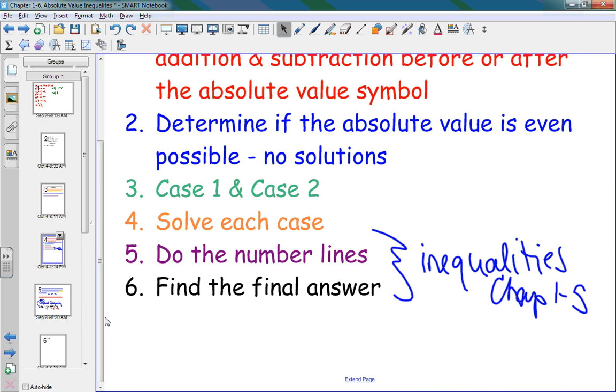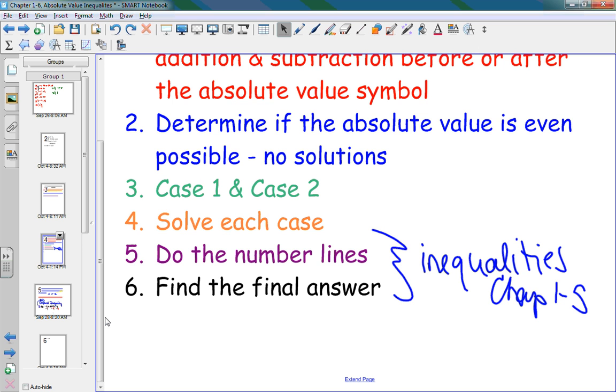So step 2, determine if the absolute value is even possible. In other words, are you going to take the long, windy road, plug and chug and find out that the answer does not work, or are you going to look at that and use common sense logic skills and say, oh, well, no, that cannot be true because a positive can never be less than a negative, right? So look for those. Then you're going to do case 1 and case 2, then you're going to solve each case, and then you're going to do number lines.